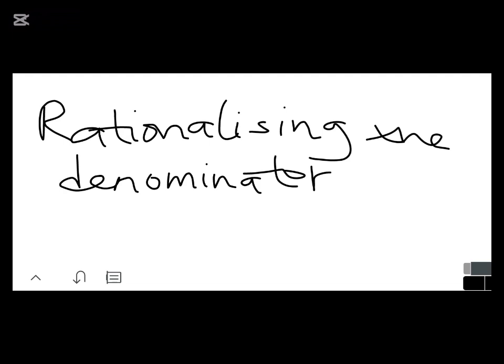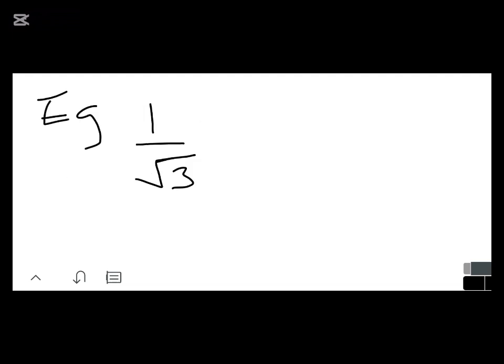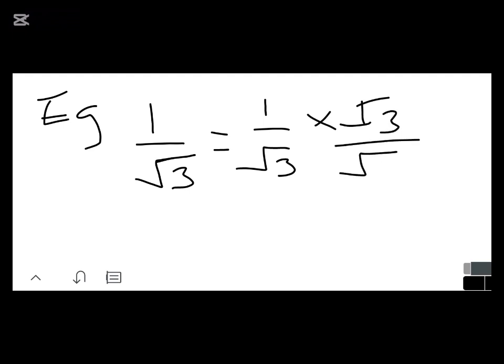So if we are to rationalize this example, 1 over square root of 3, we are going to multiply both the numerator and the denominator by the denominator. So we have 1 over square root of 3. What we are going to do is that we are going to multiply the numerator as well as the denominator by the denominator. So here by square root of 3, then here by square root of 3.